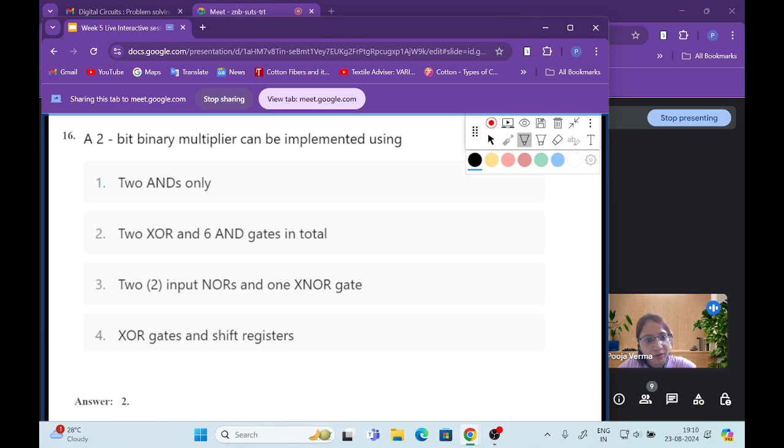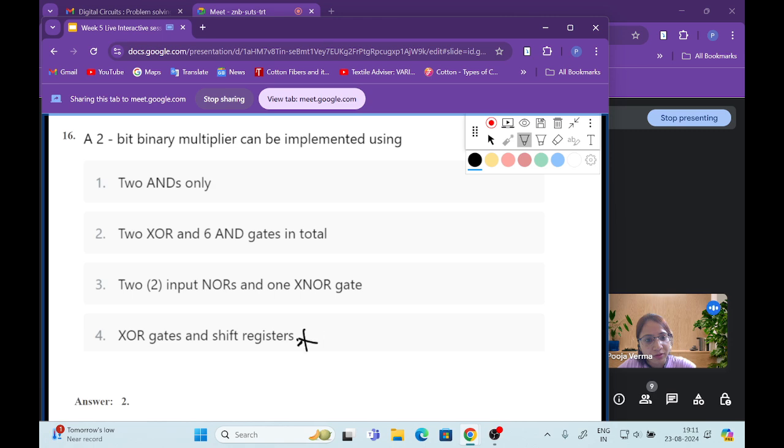So moving to the next question. A 2-bit binary multiplier can be implemented using two AND gates, option A. Option 2 is 2 XOR gates and 6 AND gates in total. Option 3 is 2-input NOR and 1 XNOR gate. And option 4 is XOR gate and shift registers. Till now we haven't studied shift registers. So it can be made, but it is not in the option. With shift registers we can't make a 2-bit binary multiplier, so this option is cancelled.